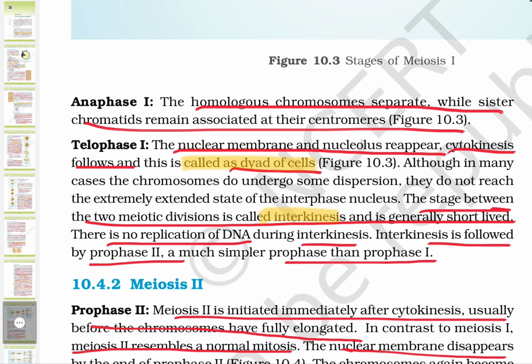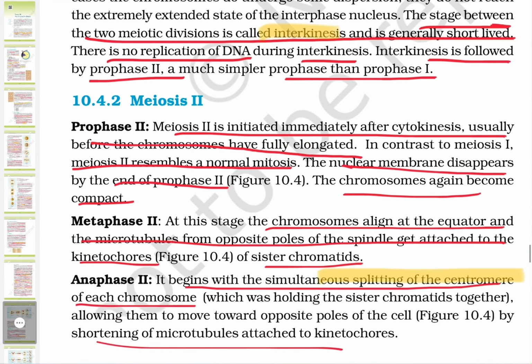This stage between 2 meiotic divisions is interkinesis and it is generally short-lived. There is no replication of DNA during interkinesis. जब 2 meiotic divisions के बीच में stage होता है we call it interkinesis and it is short lived. वहाँ पे कोई भी DNA replication नहीं होता है. And after that we have prophase 2 जो कि simple होता है.